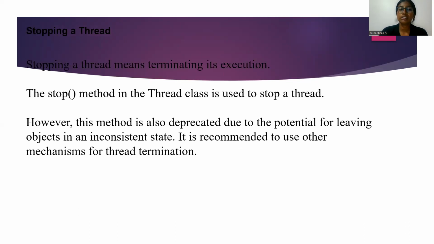How do we stop a thread? Stopping a thread means terminating its execution, that is, completely coming out of the block. The stop method is used to stop a thread. Again, this method is also deprecated due to its potential for leaving objects in an inconsistent state. It is recommended to use other mechanisms for thread termination.